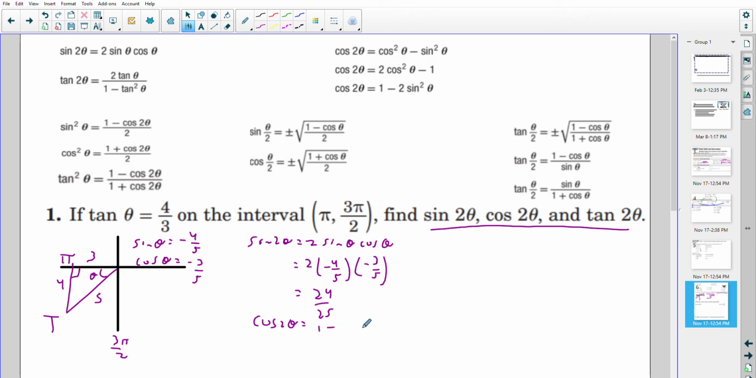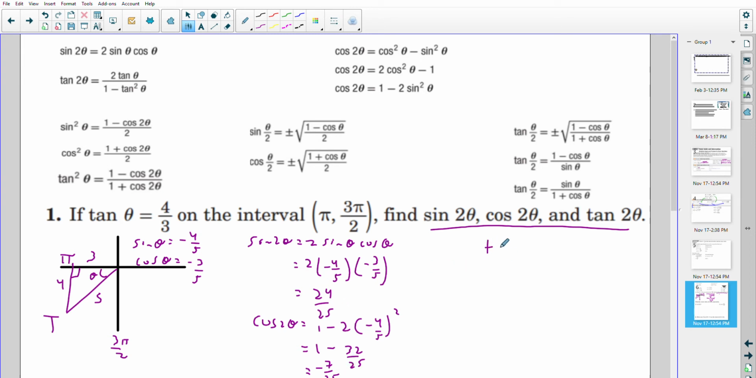So I'll just do 1 minus 2 times sine squared theta. And so it looks like this. Therefore, it's going to be, let's see, 16 times 2 is 32/25. And you're going to have 25 minus 32, which is a negative 7/25. 25 fifths minus 32 fifths, negative 7/25. So that's going to give you sine and cosine.